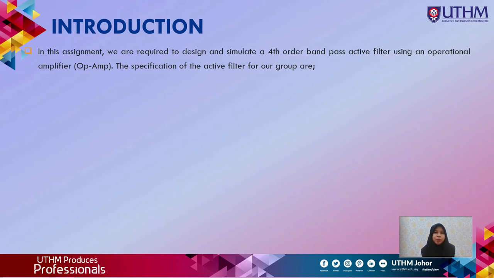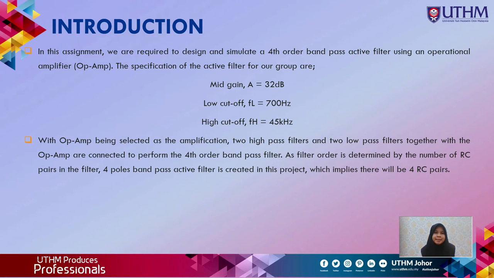In this assignment, we are required to design and simulate a fourth-order bandpass active filter using an operational amplifier, op-amp. The specifications of the active filter of our group are: the mid-gain is 32 dB, the low cutoff FL is 700 Hz, and the high cutoff is 45 kHz. With the op-amp being selected as the amplifier, 2 high-pass filters and 2 low-pass filters together with the op-amp are connected to perform the fourth-order bandpass filter. As the filter order is determined by the number of RC pairs in the filter, there are a total of 4 poles in the bandpass filter created in this project.